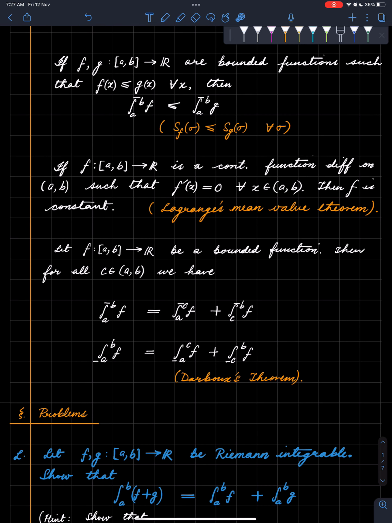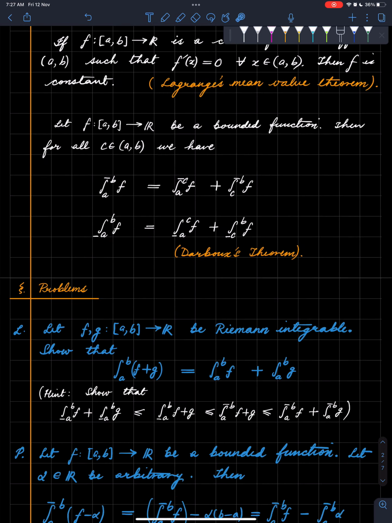One more result we will need is that if f is a bounded function and c is some interior point, then the upper integral or the lower integral can be broken apart into two parts, which is given by these formulas. And this is an immediate application of Darboux's theorem. Let us also look at the problems, because we will also be using these problems in today's lecture.